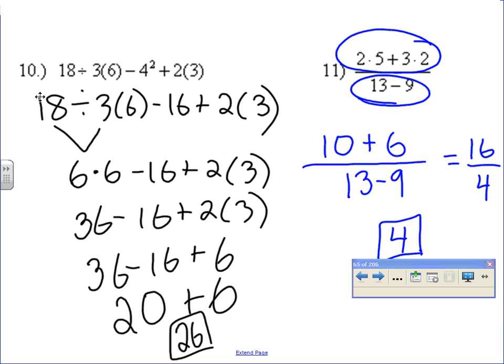And the reason the 16 stays there is because you don't add or subtract until the very end, left to right. It just stays there. I understand. Any other questions or comments on that?